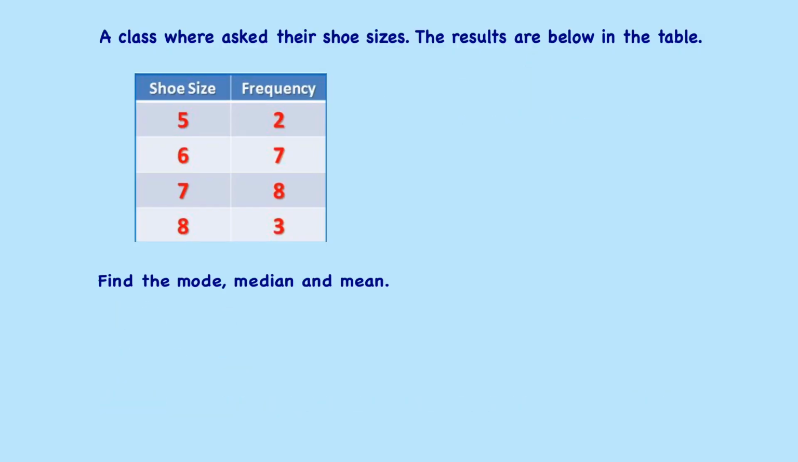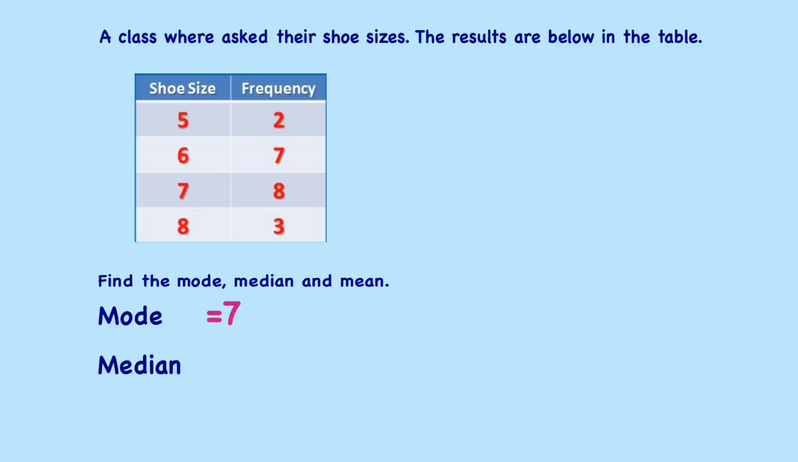Now that was quite a long way of doing that. When the data is in the table, there's a much quicker method. Let's have a look. First of all, the mode. So it's the most common, so it's the one that occurs the most often. So we can see from the table, frequency means how many. So you can see that there are 8 students who have a shoe size of 7. Therefore, that is the most common because it's the highest frequency. Therefore, the mode shoe size is 7.